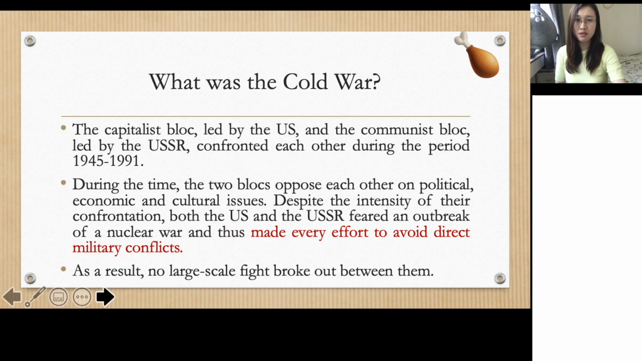And as a result, it was called a Cold War because it's different from a hot war like the First World War and Second World War, which didn't really include large-scale fighting broken out between these two blocs. So if they won't directly fight on the battlefield, how should they fight with each other?